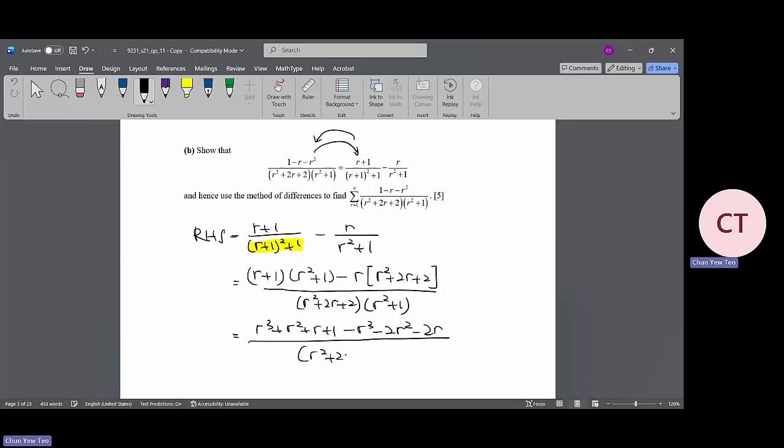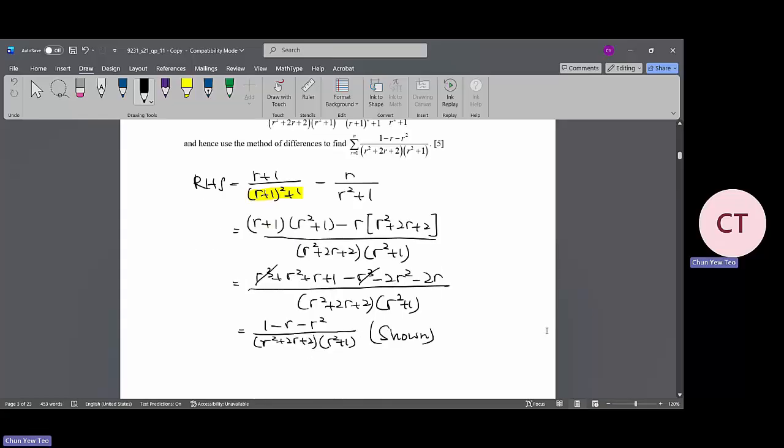We don't need to expand the denominator. Just leave it in a factorized form. Then you can cancel this. You will get 1 minus r squared divided by r squared plus 2r plus 2 multiplied by r squared plus 1. Shown. That is how you show the answer in the first part.